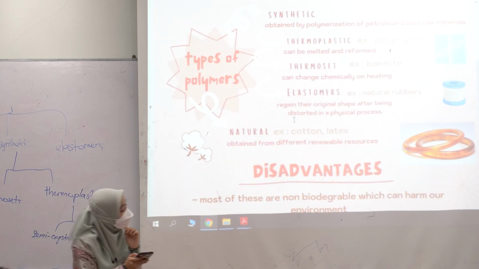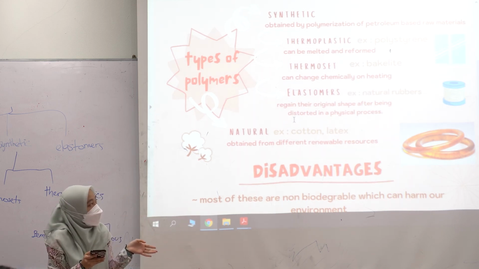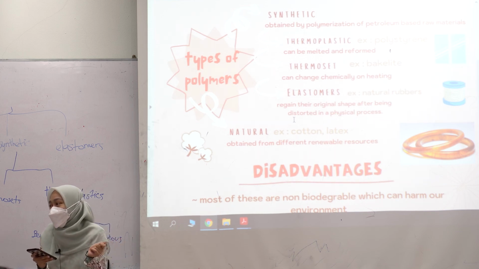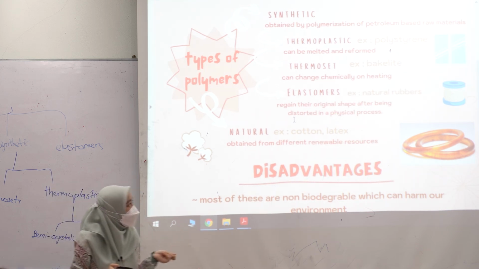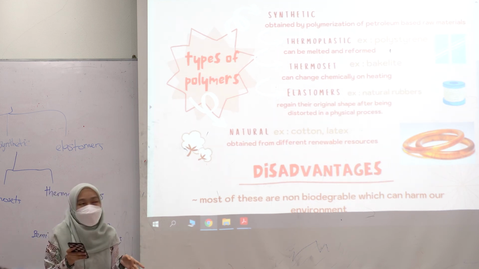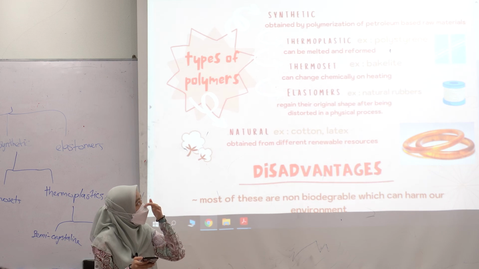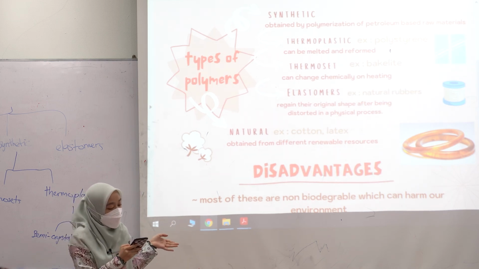Next is thermoset, which can change chemically on heating. The example of thermoset is bakelite. Do you know bakelite? What is bakelite? It's okay. I will let this sister, Wan Ain, finish first, and then Mr. Wan will explain. More examples of thermoset is polyester.